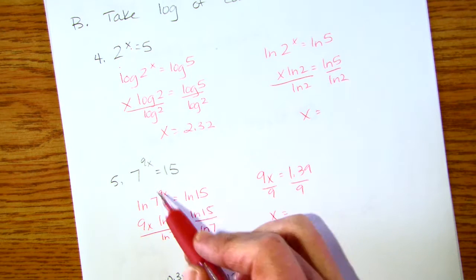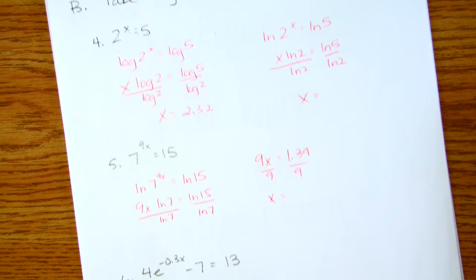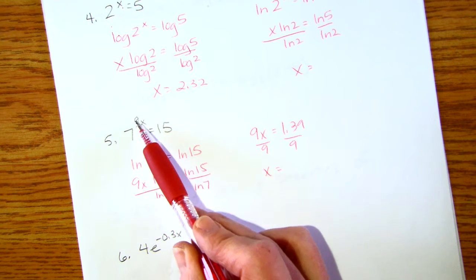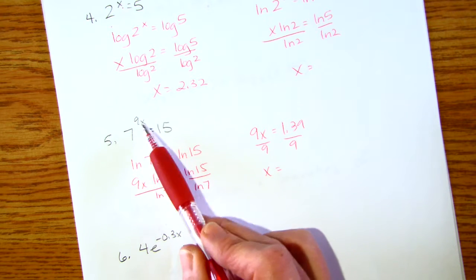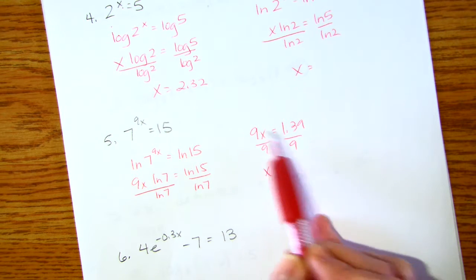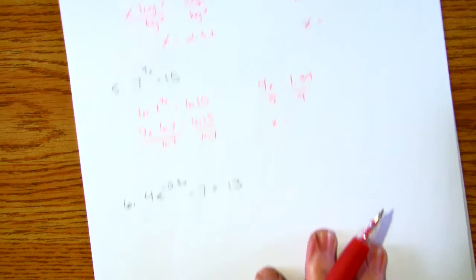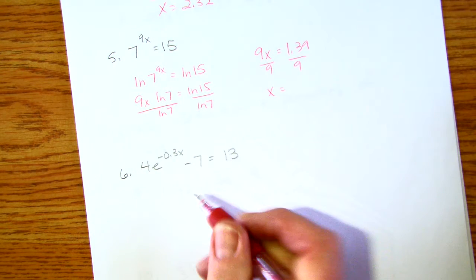And again, you can always plug it back in and check it. Really, you should. This should be a pretty small fraction, right? Because it should be something just a little more than 1. Because 7 to the first is 7. 7 squared is 49. So, yeah, actually it's a little more than 1. These 9s would cancel, and you get 1.39. What about this one? Order of operations, add 7 first.